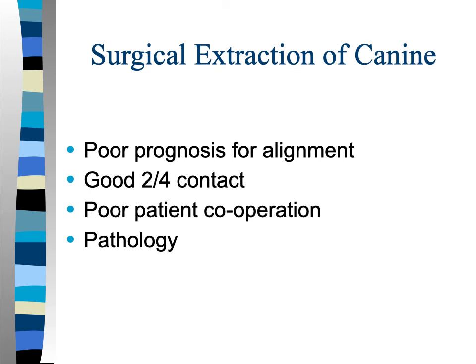Good 2-4 contact. You have the 2 and the 4 in good contact. The canine's up in a very bad position. Why should you align it? The aesthetics are reasonable. Poor patient cooperation. You want a patient to undergo orthodontic treatment for 2.5 to 3 years, and they have poor oral hygiene. They've got caries. This is not a patient that you're going to want to do orthodontic treatment on. And if there's pathology related to the canine, obviously you may have to extract.